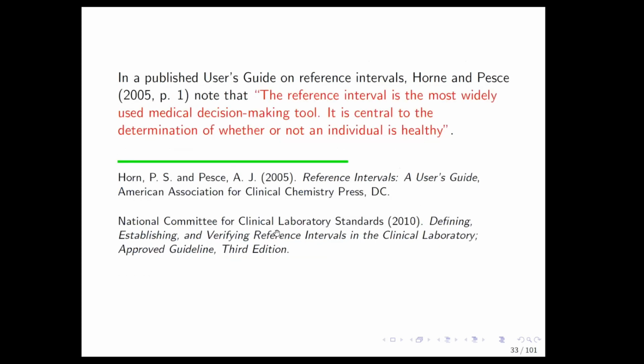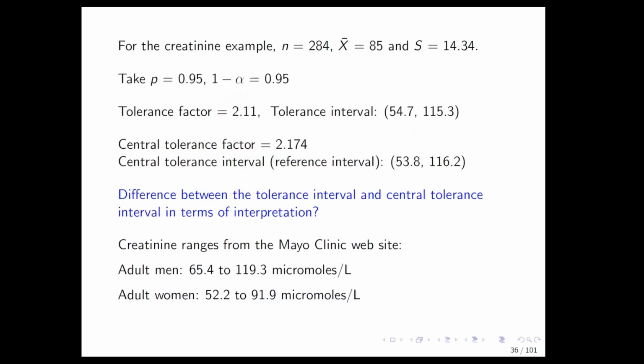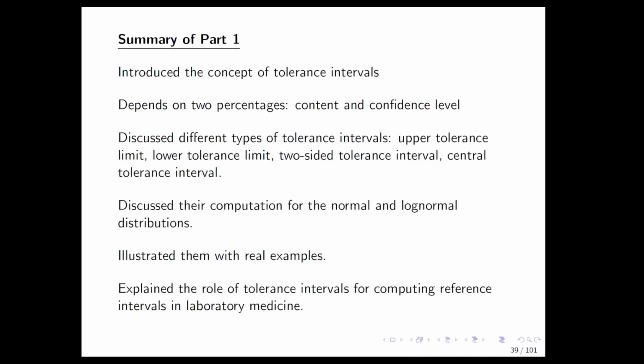Right. Okay, I think I will stop part 1 here. So here's what we have discussed so far. I introduced the tolerance interval concept to you using examples. It depends on 2 percentages, content and confidence level. And we discussed different types of interval. You can have just an upper limit, lower limit. It could be two-sided. And the last part we discussed was what is called a central tolerance interval. We discussed their computation and illustrated them with examples.